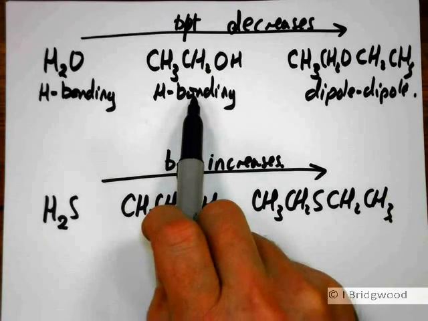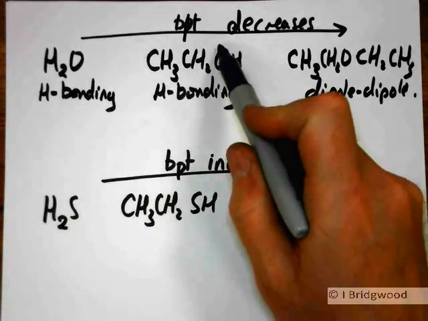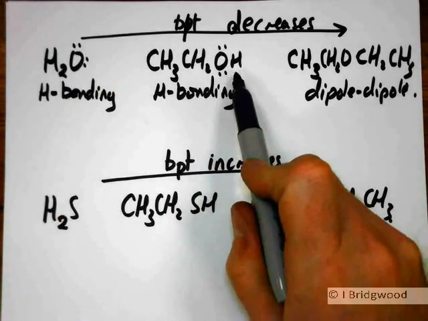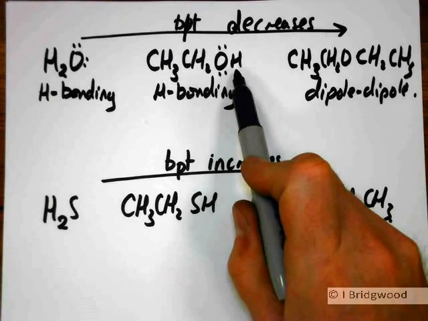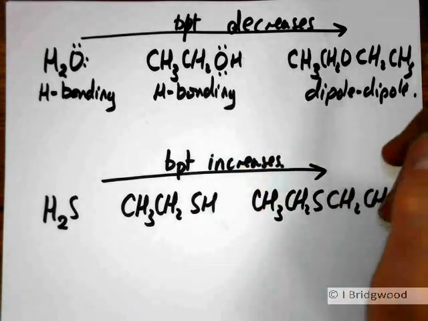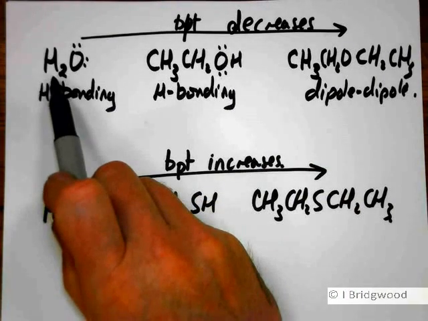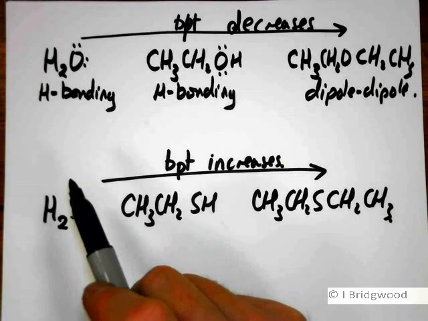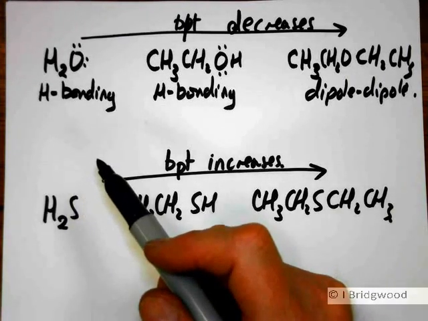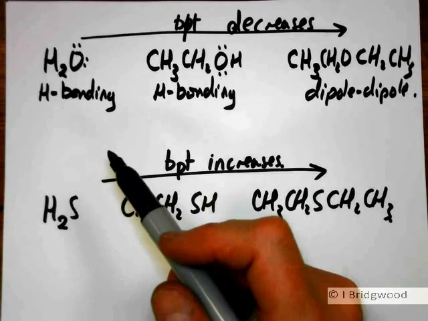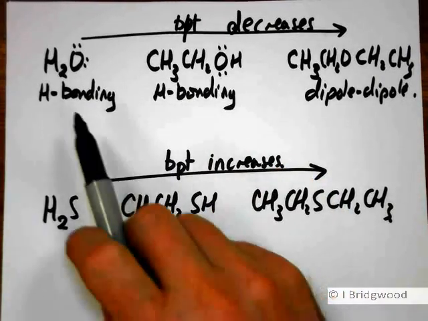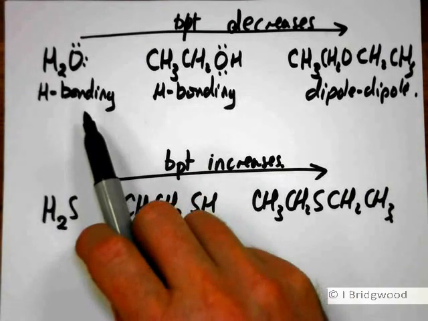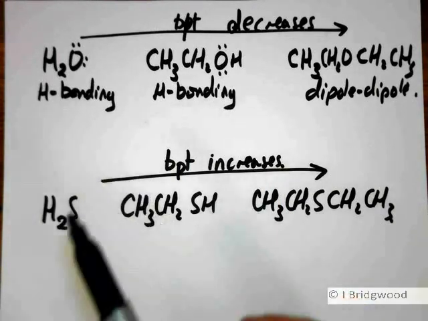Why the decrease in boiling point for ethanol? Well, ethanol has two lone pairs of electrons, just as water does on the oxygen, but it only has one hydrogen available to hydrogen bond, whereas water has two hydrogens available. So water has a greater probability of forming more hydrogen bonds than ethanol. Therefore, overall, water has stronger hydrogen bonding, and therefore a higher boiling point.